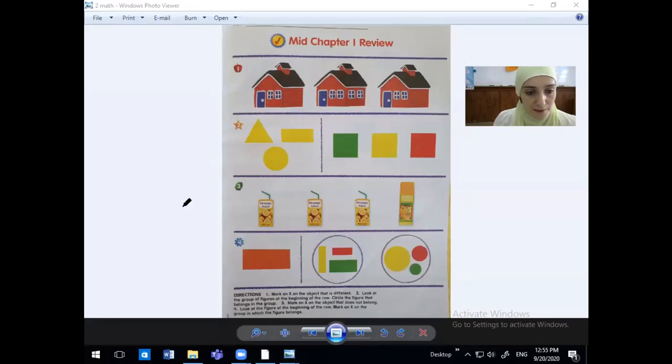We have the first task. We have here several different tasks. So the first task is mark an X on the object that is different. So let's see the houses. These houses, are they alike or different? If they're different, tell me what is the difference, in what they are different.